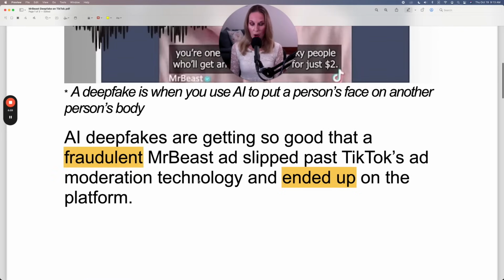Let's talk about fraudulent, just so you know what this means. Fraudulent means both dishonest, so not the truth, dishonest and illegal, against the law. That's why I want to explain what this means, because it's very important that you understand that this is illegal. It's against the law. Listen to my pronunciation. Fraudulent, fraudulent. A fraudulent MrBeast ad slipped past TikTok's ad moderation technology.